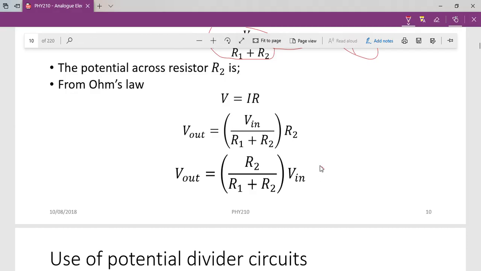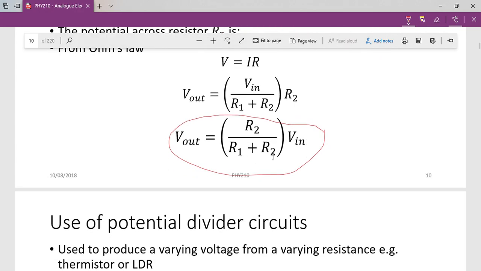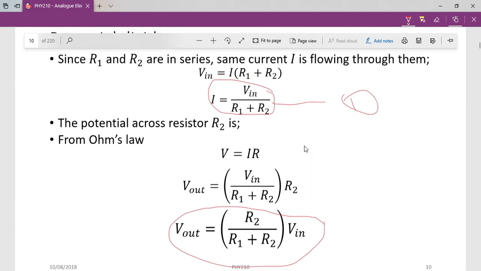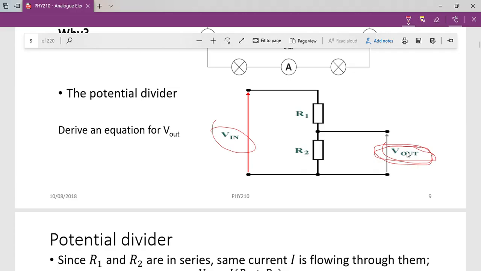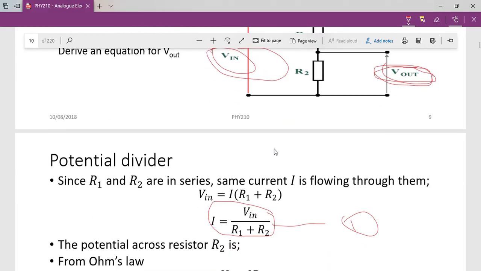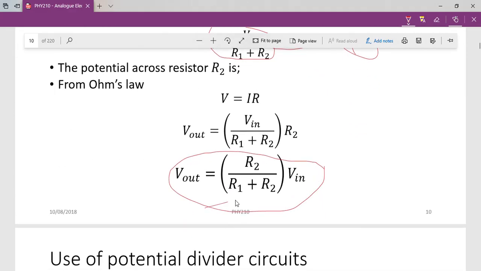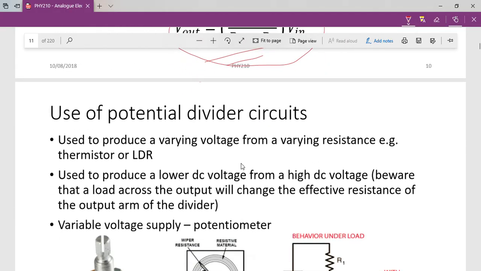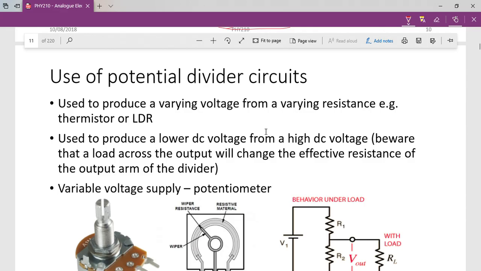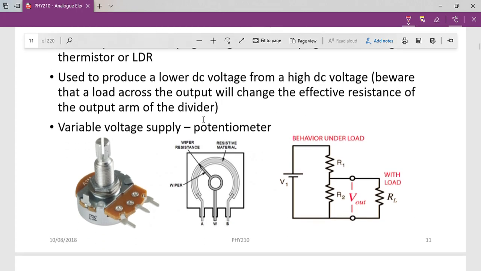Now for the case of the potential divider, if you want to calculate voltage output, we use this formula: R2 over R1 plus R2 times voltage in. Voltage output is equal to R2 over R1 plus R2 times voltage in. This is a very important formula, so note this formula. We have the uses of potential divider circuits. You can pause and read this one, the application of this potential divider.